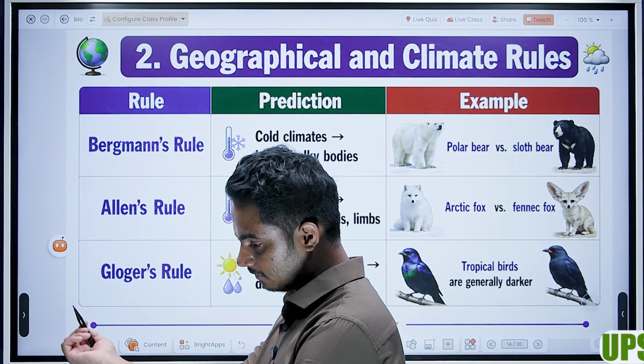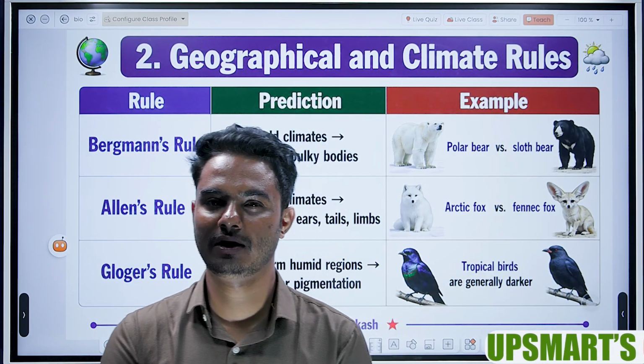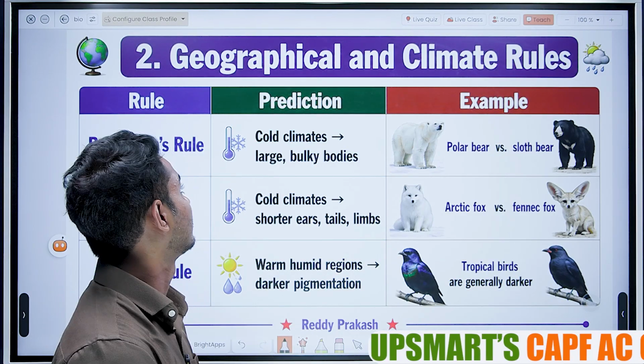Now we will get to the second part of evolution, that is majorly concepts. You will understand the concepts and rules, principles and everything.